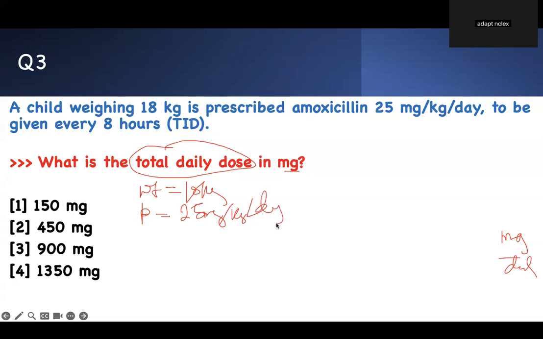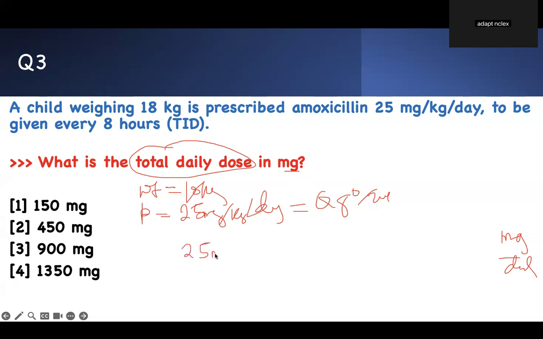That means every kilo of the child will get 25 milligram of the amoxicillin per day to be given, but this is to be given every 8 hours. That means TID. So within 24 hours, the patient is going to get 3 doses. What is the total daily dose? That means how much the kid is going to get throughout the day. Therefore, I need to find the milligram.